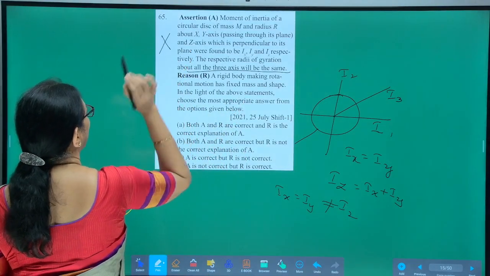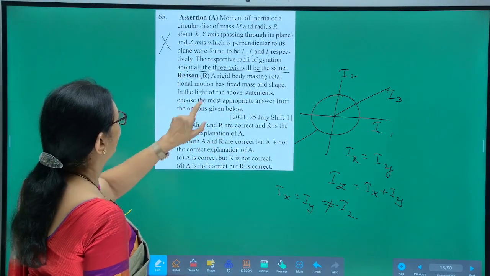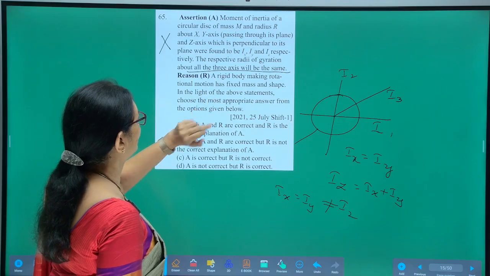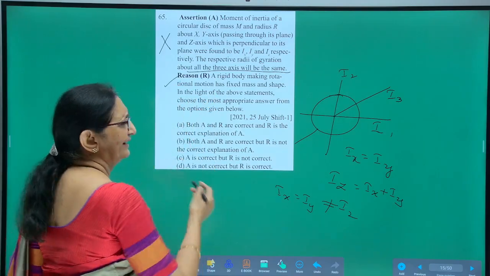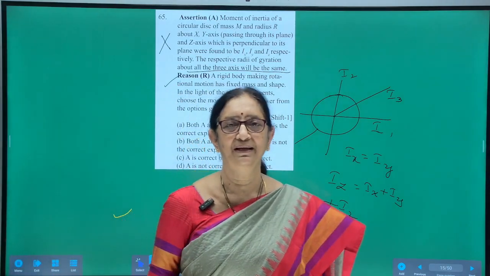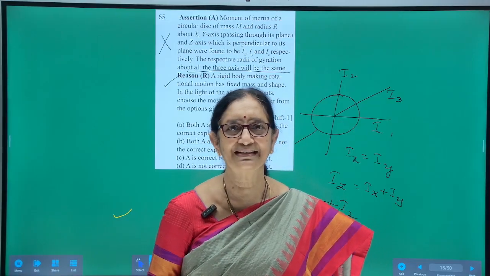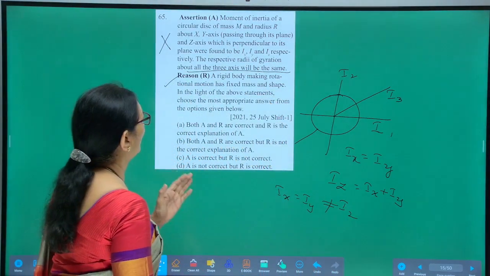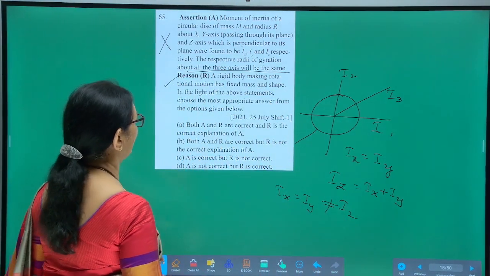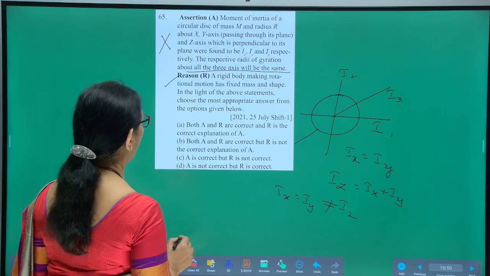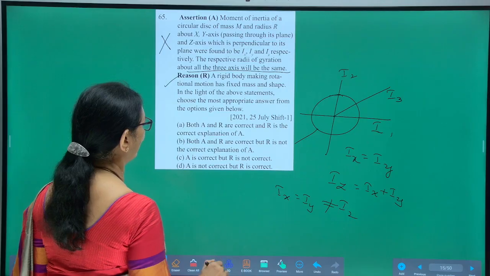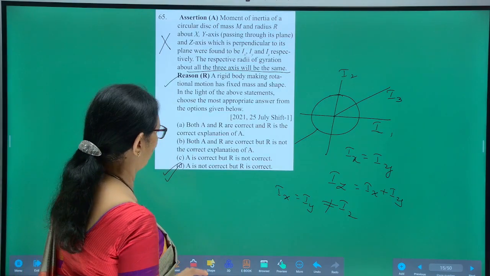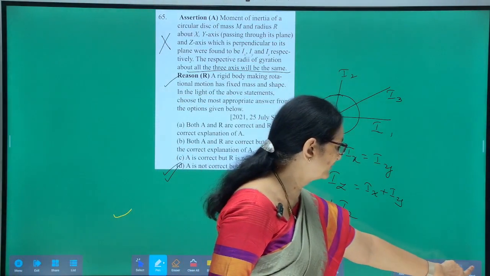So, assertion is wrong. Reason: a rigid body making a rotational motion has fixed mass and shape. Actually, that is a correct statement. Instead of saying it as a reason, it's another statement given that rigid body has fixed mass and shape, that is correct. So, assertion is not correct, A is not correct, R is correct. That is the right choice for the problem.